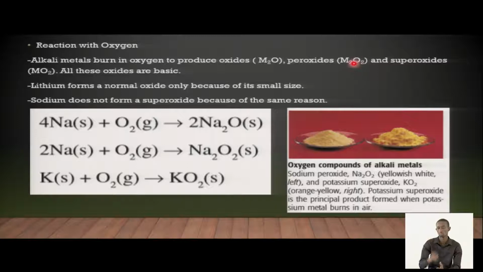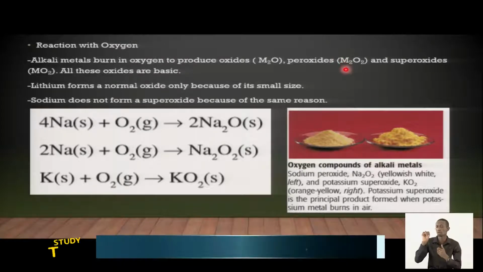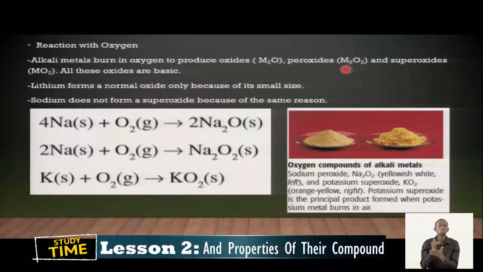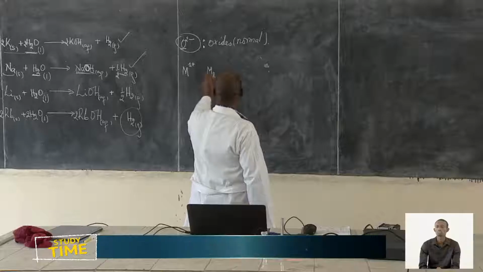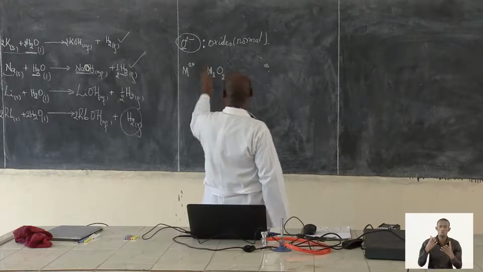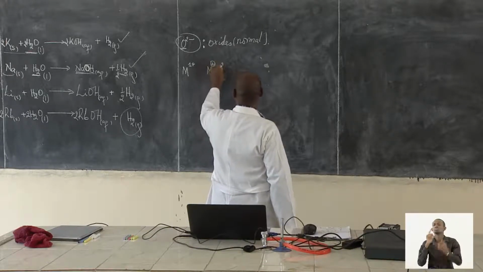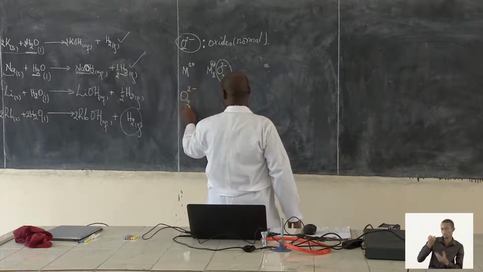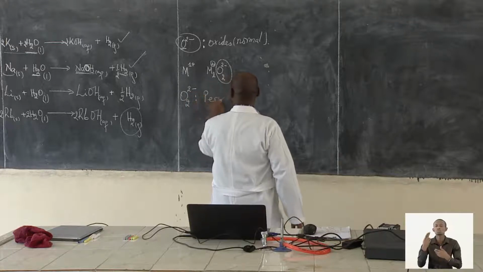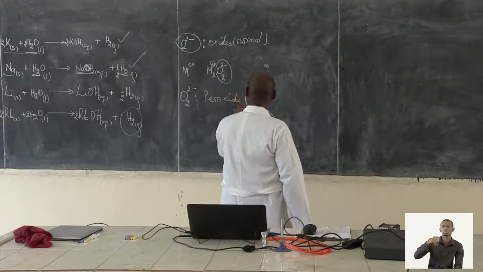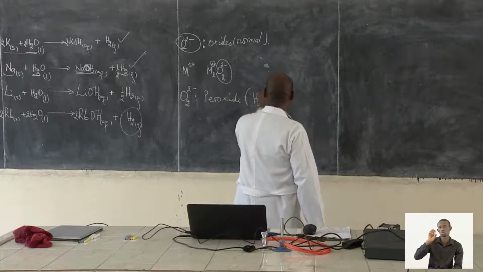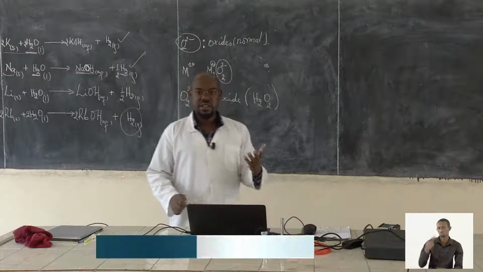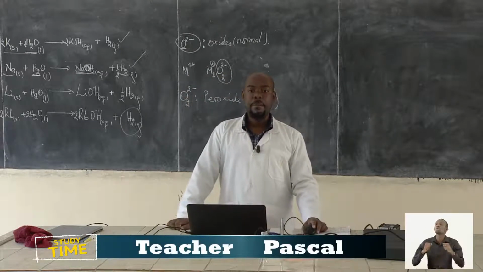With peroxides, you can see that we have M2O2. And remember, the charge of M is always 1 positive because we are in group number 1. So if we have M2O2, it means that we have 2 positive on this part and we have 2 negative on this part. So the ion we have here is 2 negative for 2 oxygen, and we call these ones peroxides. Do you remember hydrogen peroxide? H2O2, hydrogen peroxide. It's the same. So we can also produce peroxides.